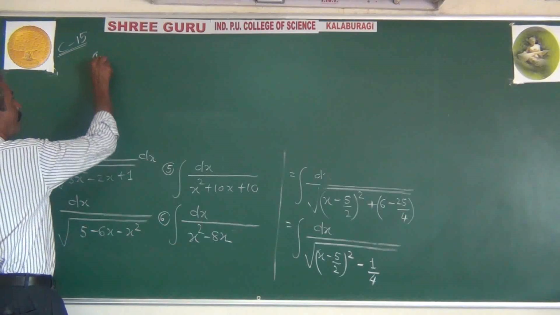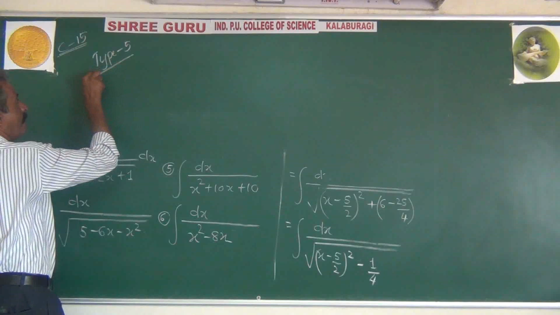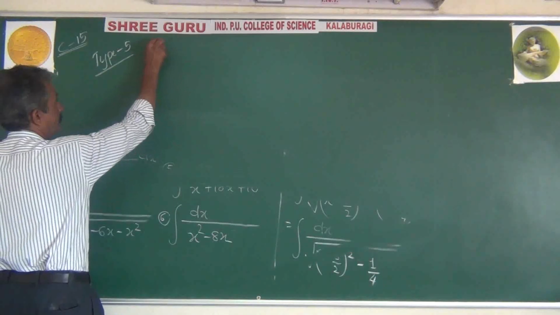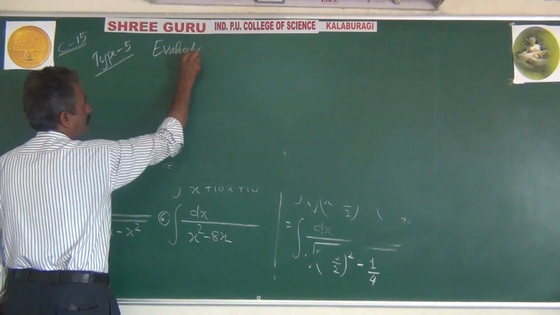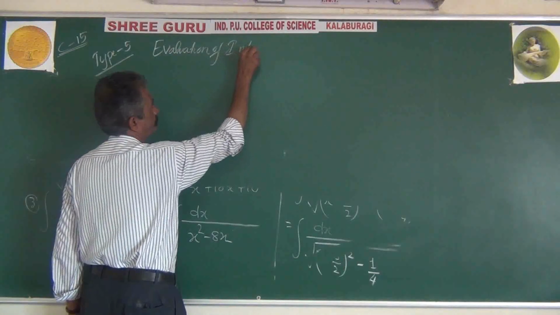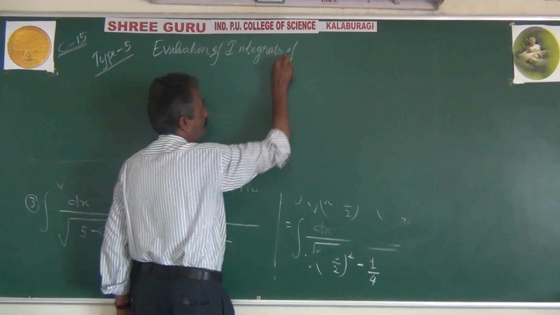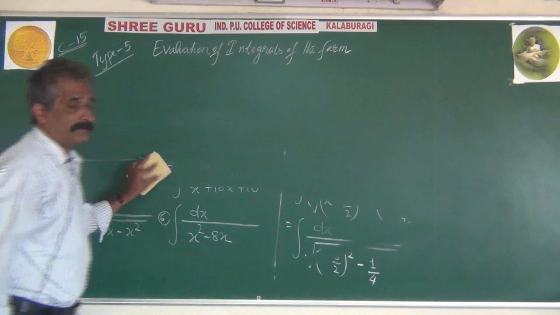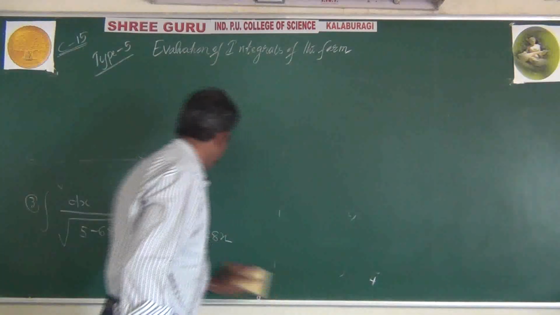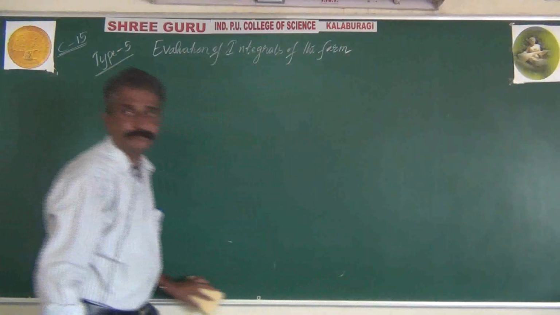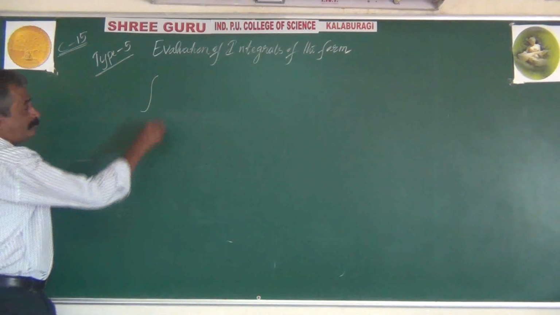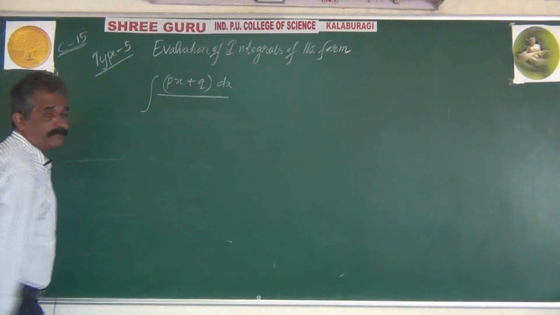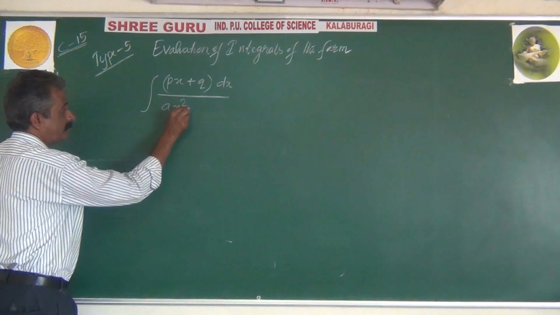Type 5 is like this. You write: evaluation of integrals of the form, or of the type, integration of px plus q, a linear factor, divided by an unfactorizable quadratic factor ax square plus bx plus c.